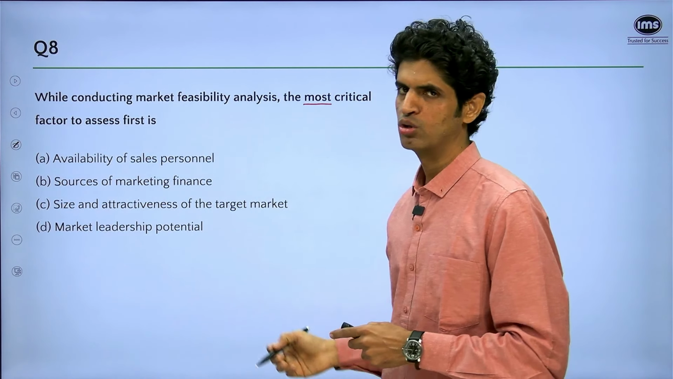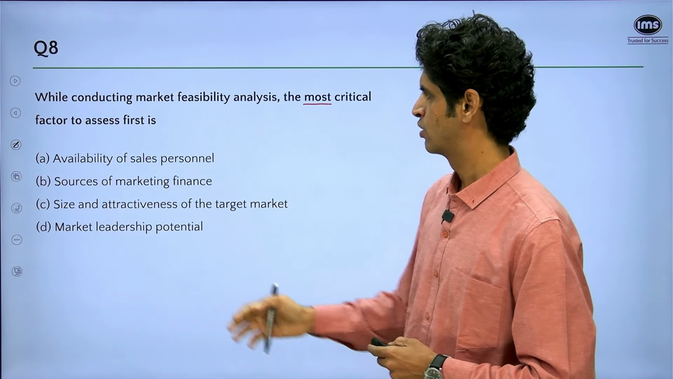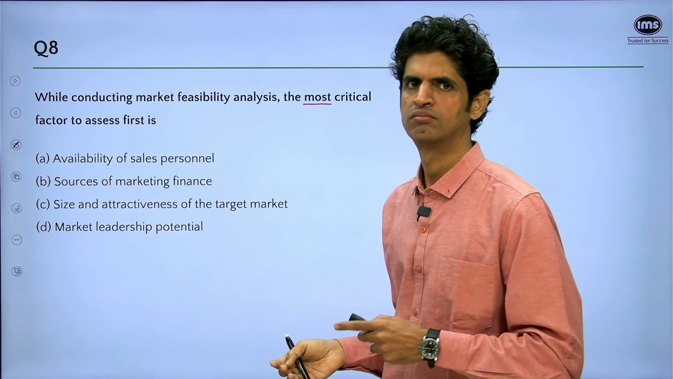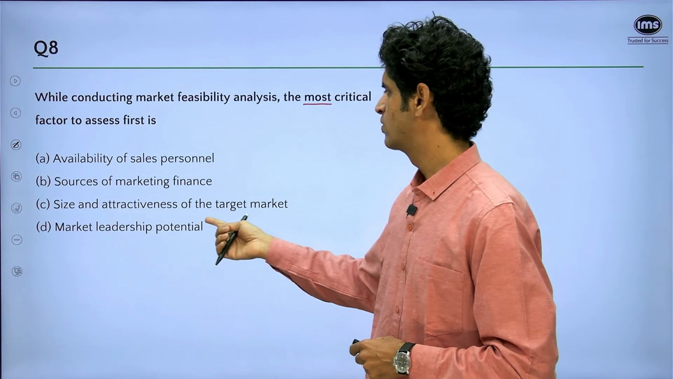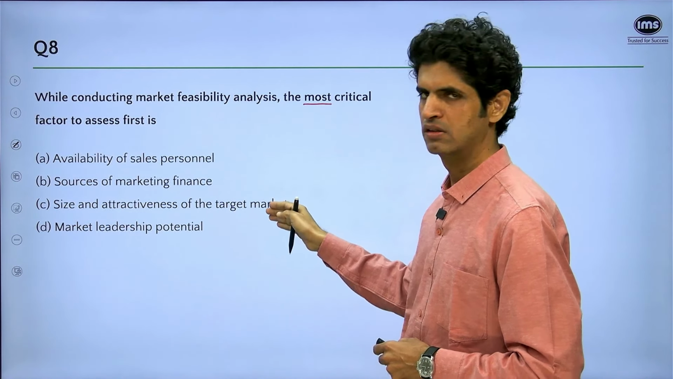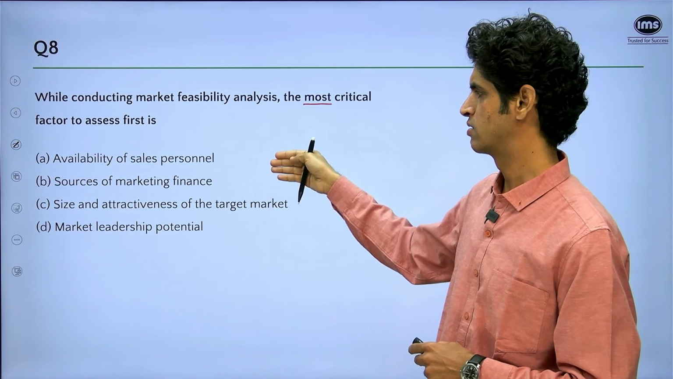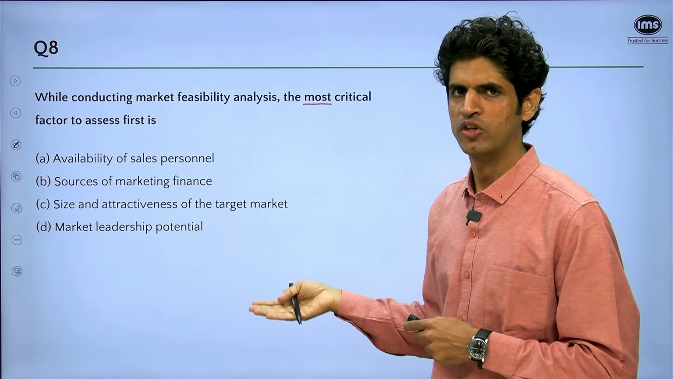Availability of sales personnel. Do you want people to sell? Yes. Sources of marketing finance? Yes, of course, the funding is important. Size and attractiveness of the target market. This is a lot more important than anything else. We had a similar question in the third video as well. If you pay attention, you will know that this is the primary factor.